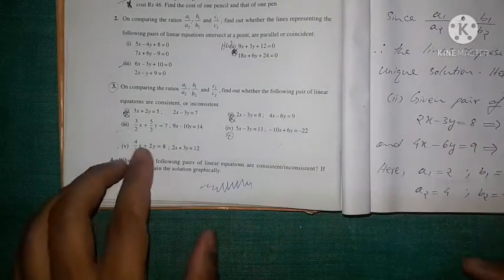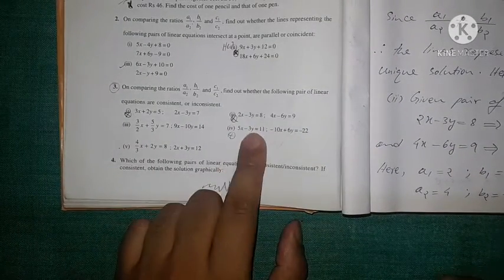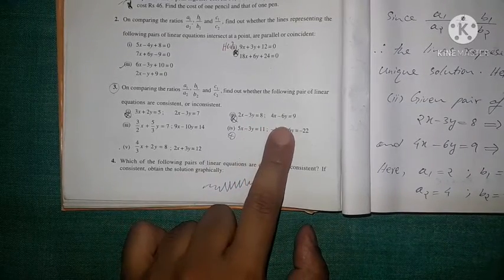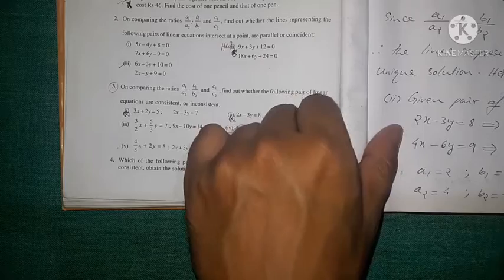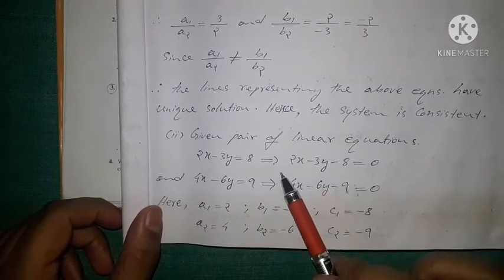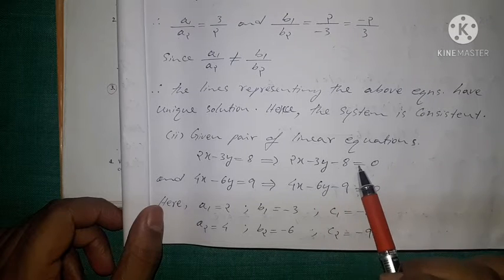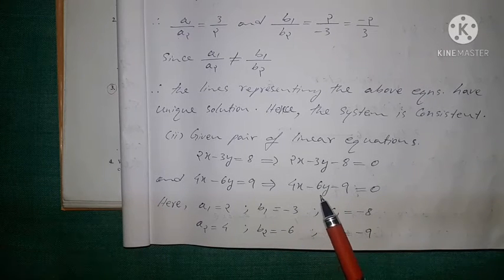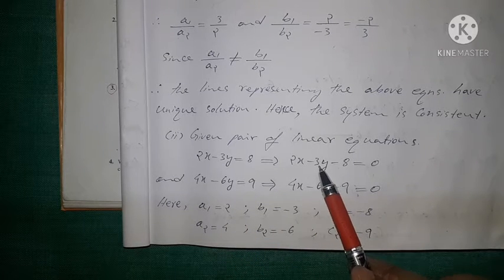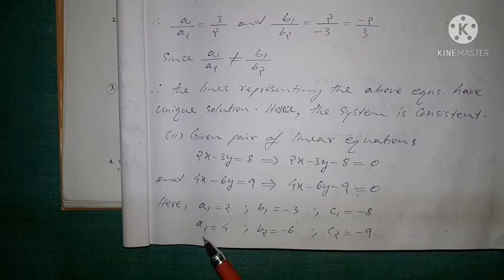So again, let's see the second one. It is Roman number 2. It is given that 2x - 3y = 8 and 4x - 6y = 9. So 2x - 3y we can rewrite as 2x - 3y - 8 = 0, and this we can rewrite as 4x - 6y - 9 = 0. Similarly we have taken a1 is equal to 2, b1 is equal to minus 3, c1 is equal to minus 8, and again a2 is equal to 4, b2 is equal to minus 6, and c2 is equal to minus 9.